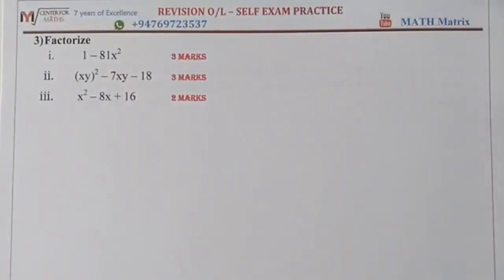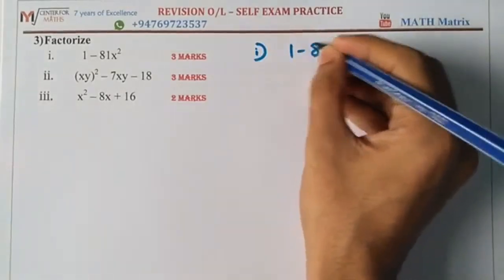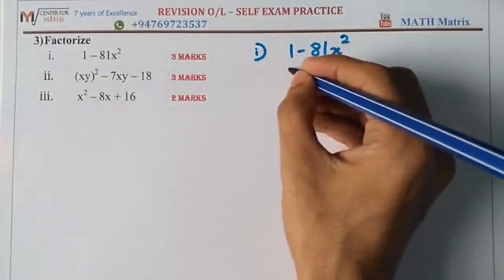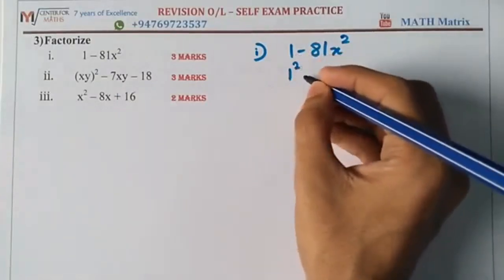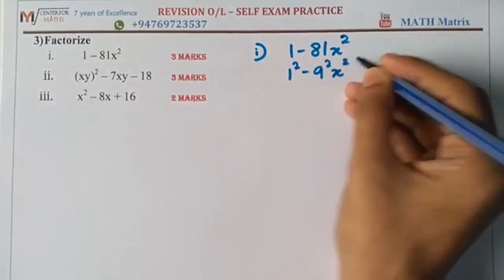And the third question, it's not very difficult. 1 minus 81x squared. So they are asking us to factorize this. So how to factorize this? Some students ask, sir, it's difficult. No, this is not difficult. It's very easy. So here listen, 1, can we mark that as a power? Yes, 1 is the first perfect square, 1 squared. Minus 81 means we can mark that as 9x squared.